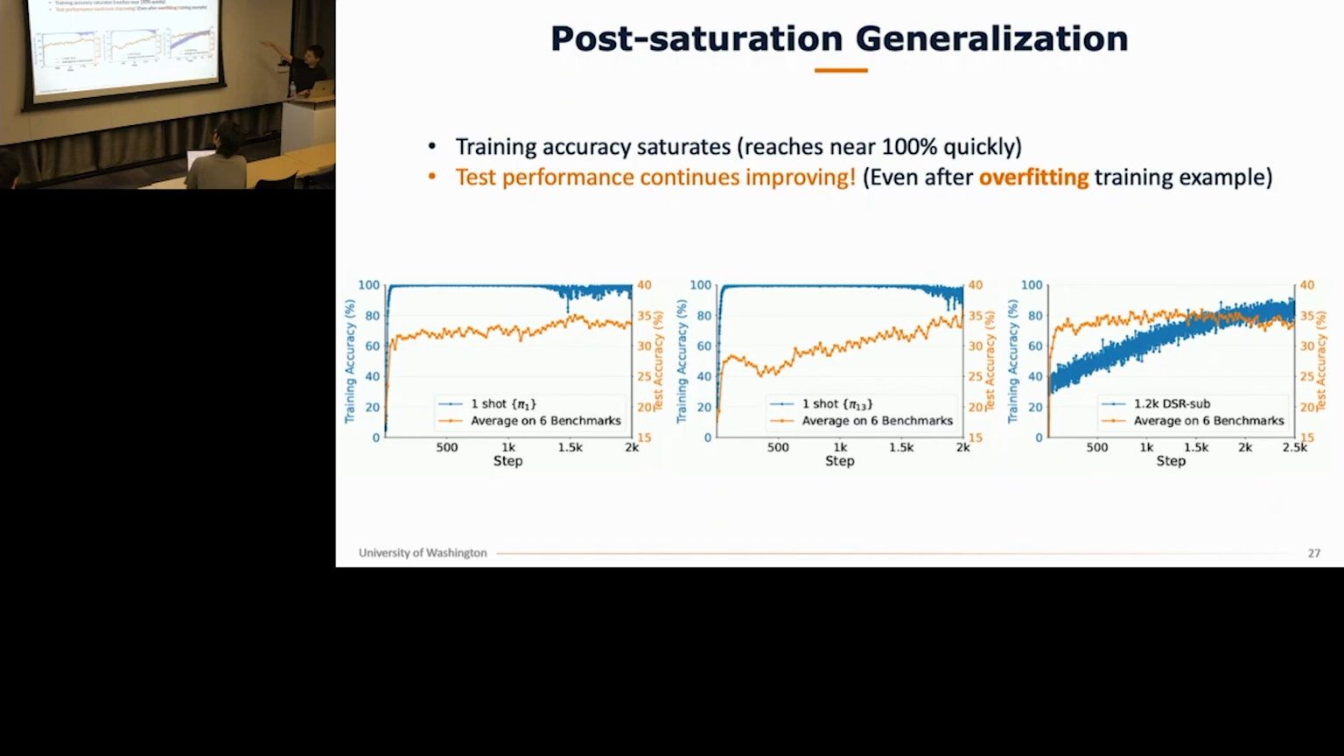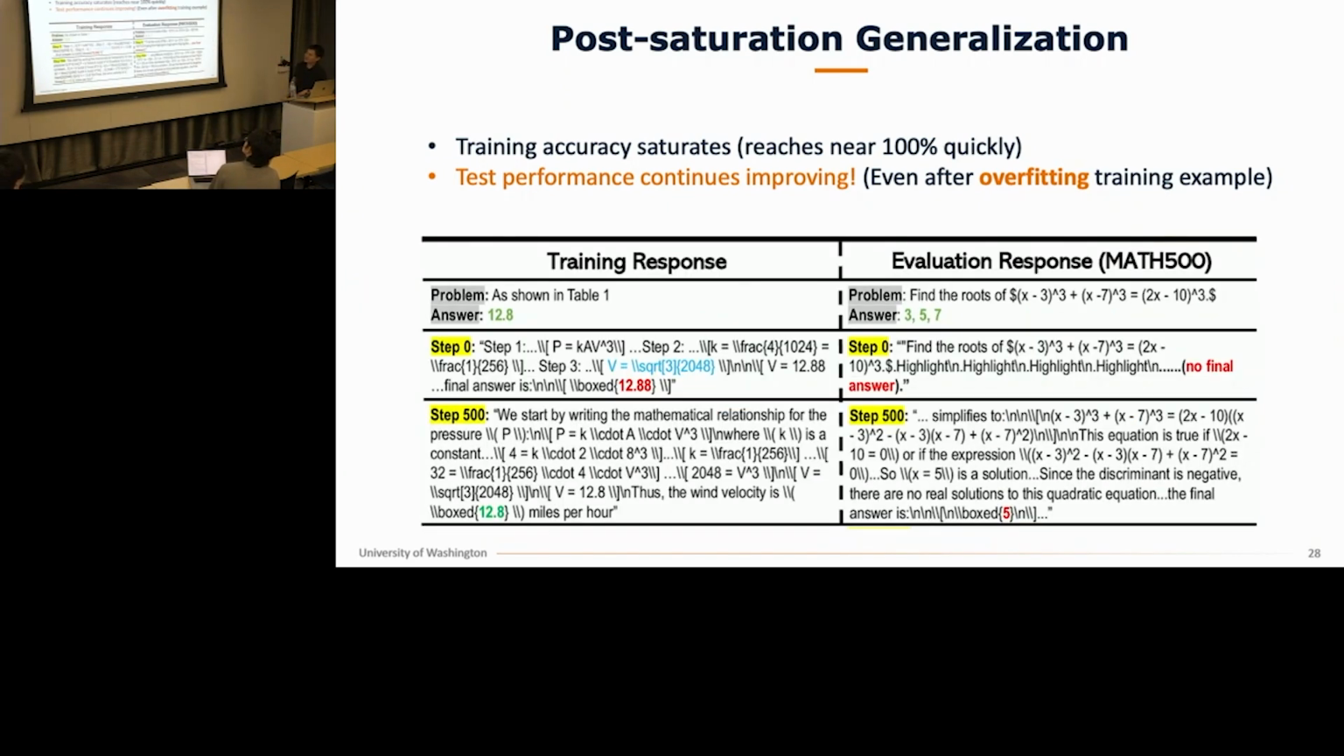All right, so that's what we call post-saturation. Let's dig into one example, which we found very interesting. Remember the physics example with the pressure and the wind velocity. Here, without any training, this is what the language model will output. It lists some steps, and it does have the right format, but the answer is wrong. The right answer is 12.8, but this answer is 12.88. And this is one example from the evaluation data set.